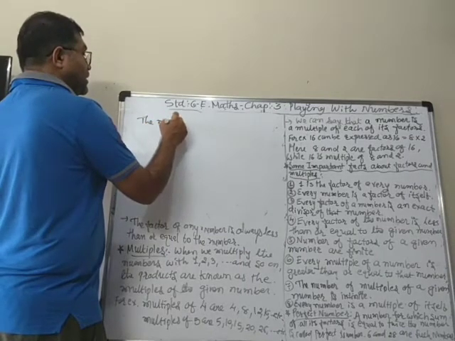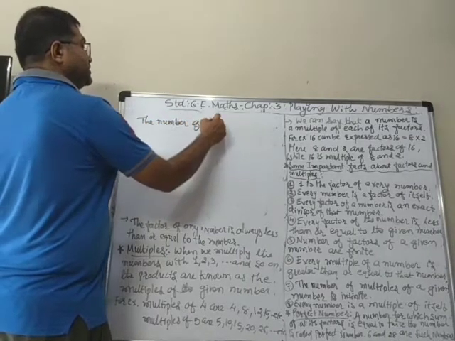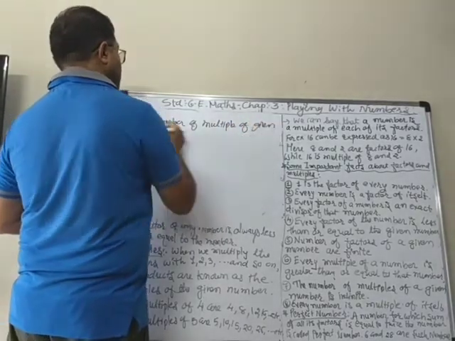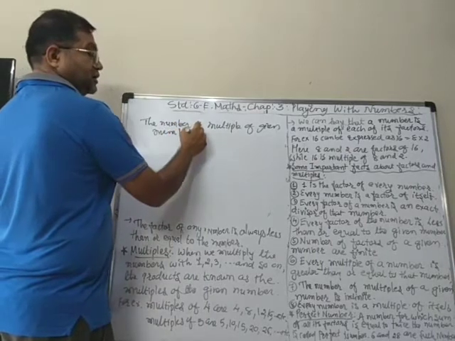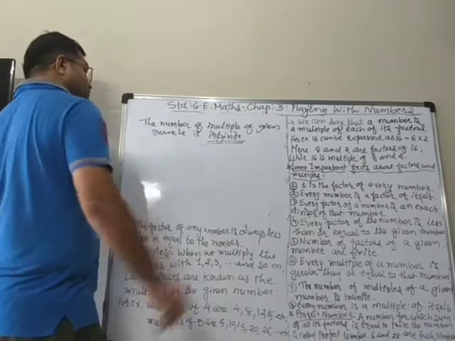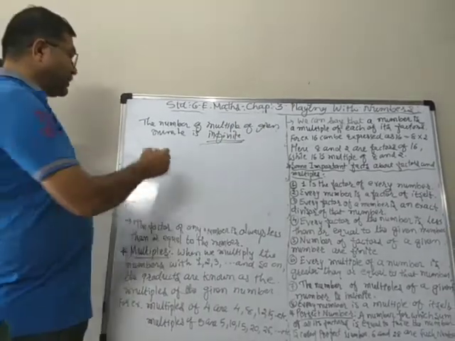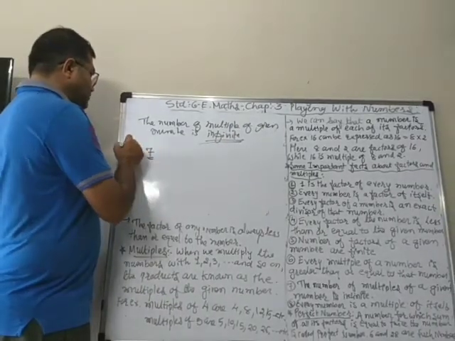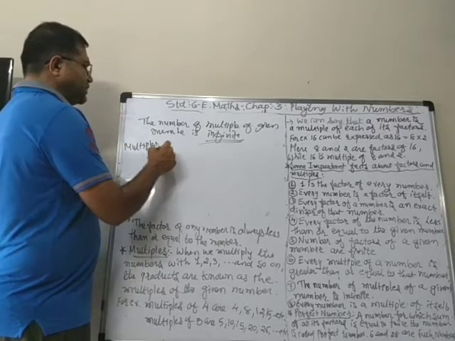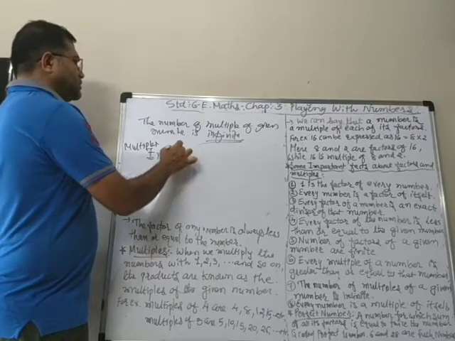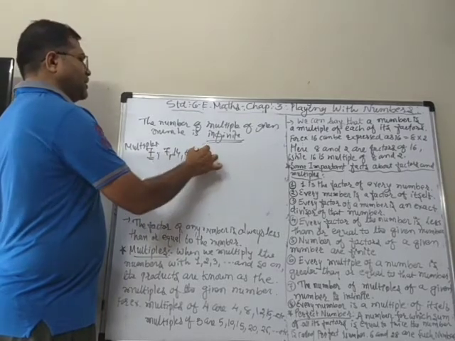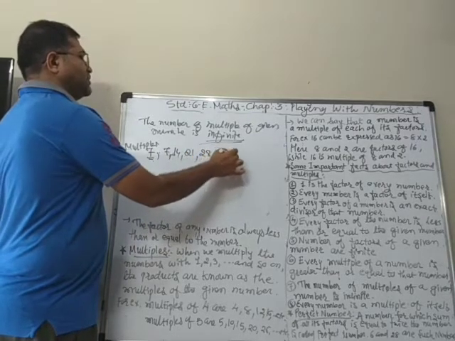The seventh one: the number of multiples of a given number is infinite. So here it is very important. Suppose we are writing the multiples of 7. 7 ones are 7, 7 twos are 14, 7 threes are 21, 7 fours are 28, 7 fives are 35, 7 sixes are 42.